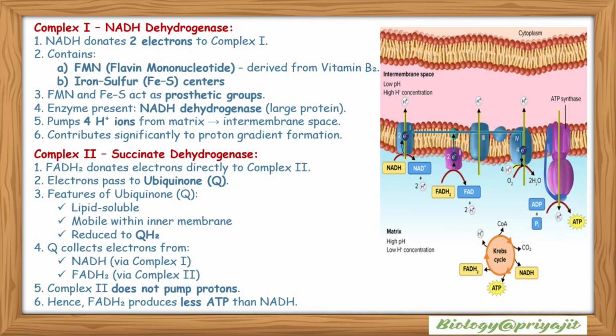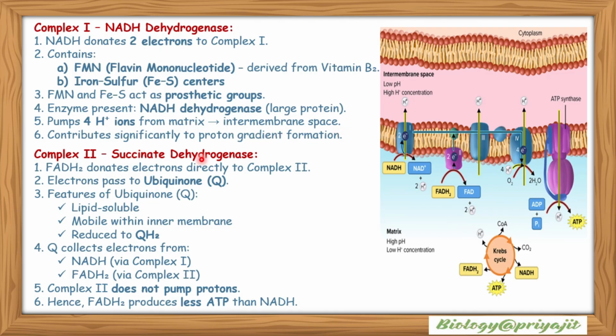So what is complex 1 or NADH dehydrogenase? Basically NADH donates 2 electrons to complex 1, and the enzyme is NADH dehydrogenase, which is a large protein. This complex 1 has about 40 polypeptide chains, but mainly it has flavin mononucleotide, which is derived from vitamin B2, and the other one is the iron sulfur center. Both FMN and Fe-S act as prosthetic groups, and this complex 1 pumps 4 H⁺ ions, or 4 protons, from the matrix to the intermembrane space, and it contributes significantly to proton gradient formation.